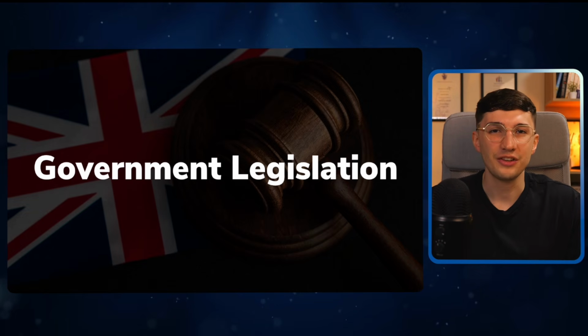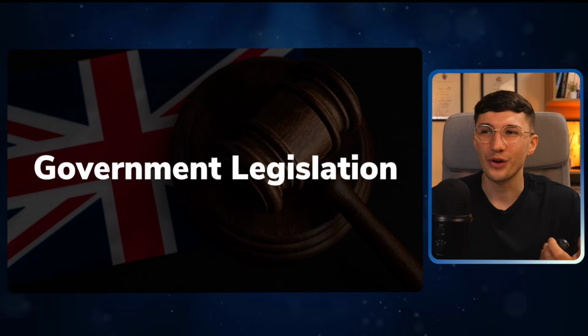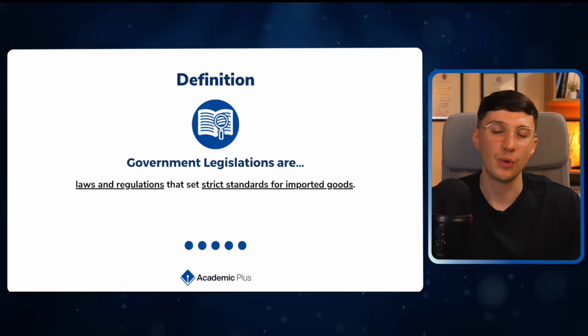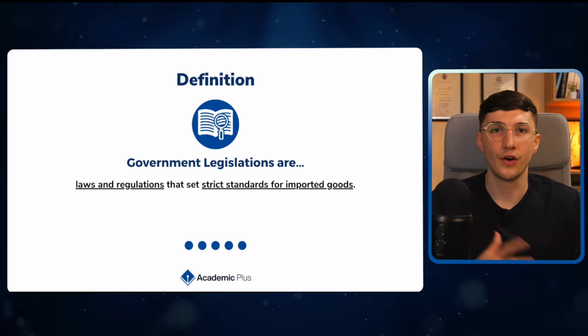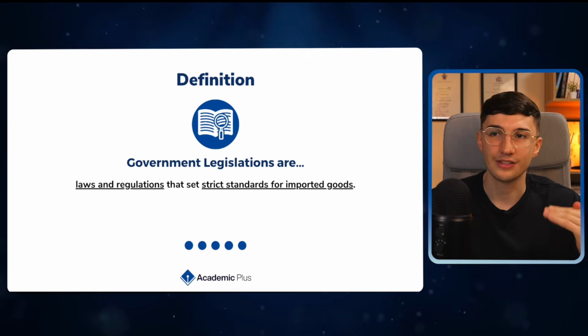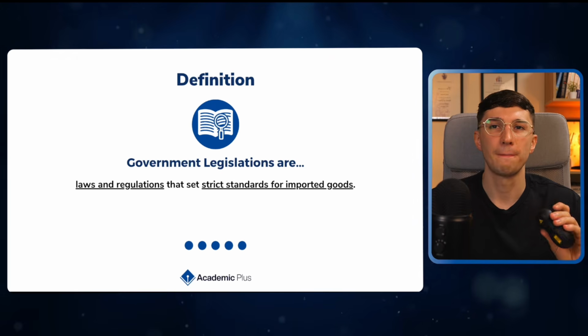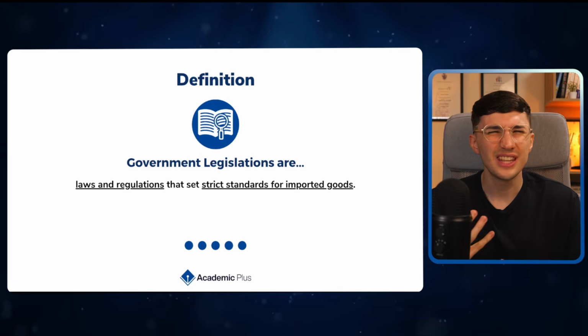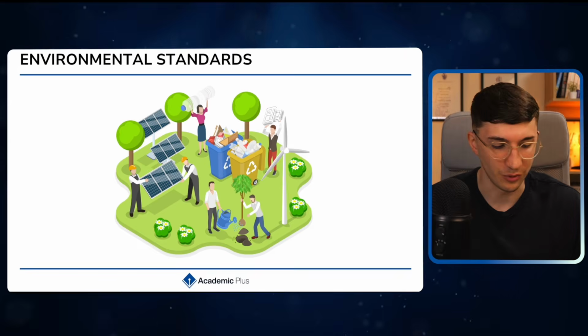And the next form of protectionism, which is typically more indirect, is government legislation. Now, we've learned about legislation earlier on in theme 2. These are the laws and regulations that set strict standards for imported goods. Now, you might be asking, well, how does this restrict it? Well, I've got a few examples for you.